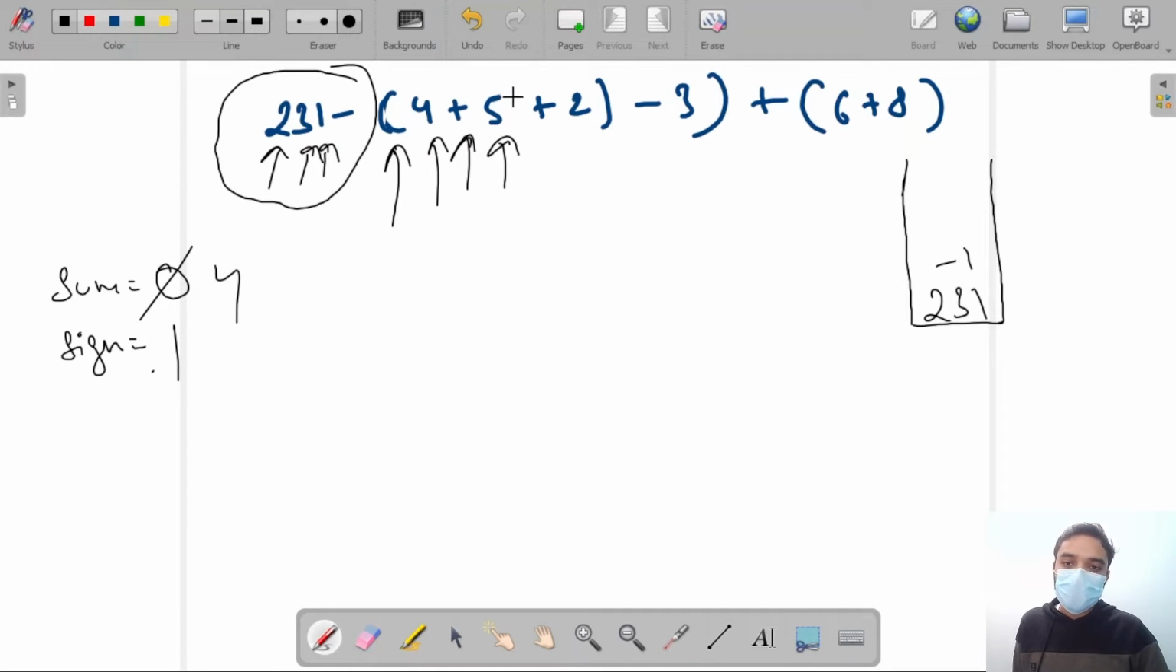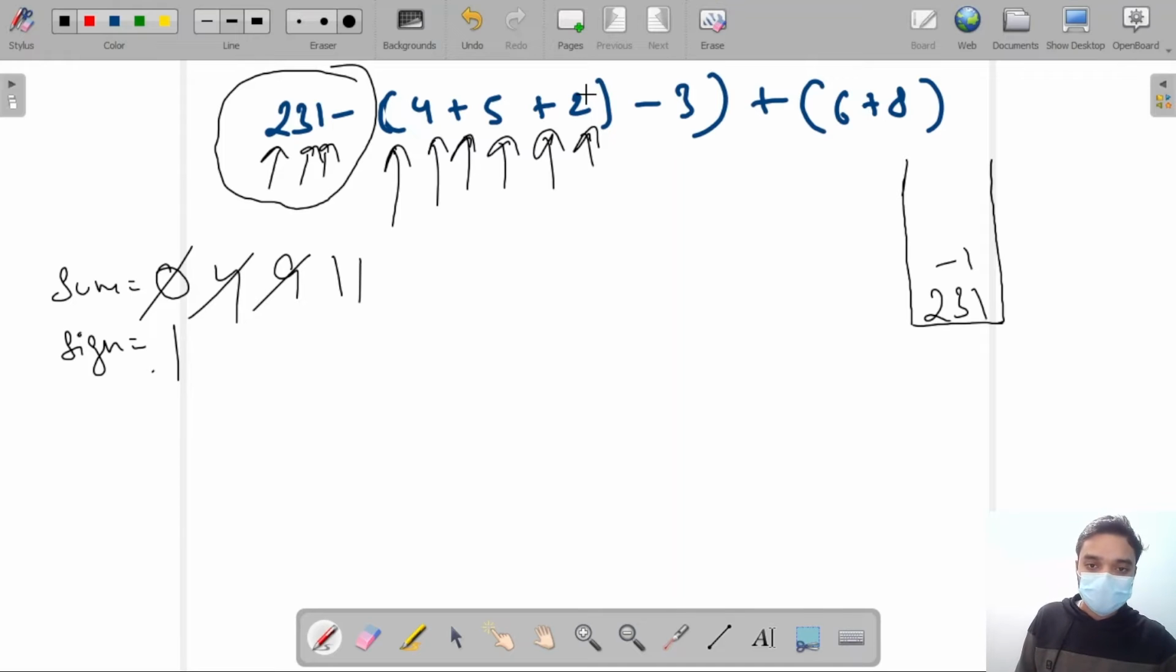I get 5. So what I have to do, firstly multiply with my sign. 5 multiply 1 is 5 only, and then update my sum. Okay, now my sum is 9, okay. So after this again I get plus sign. So I just have to do nothing, okay. Now after this I get 2. So here I have to multiply this with my sign. 2 multiply 1 is 2, and I have to update my sum with whatever the digit was, right?